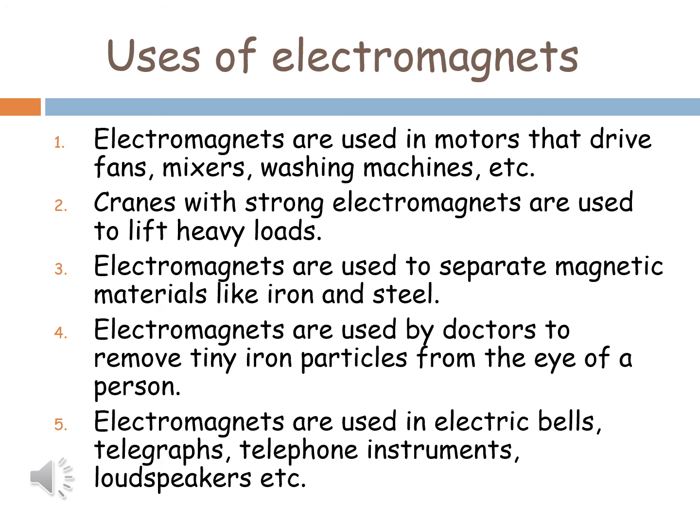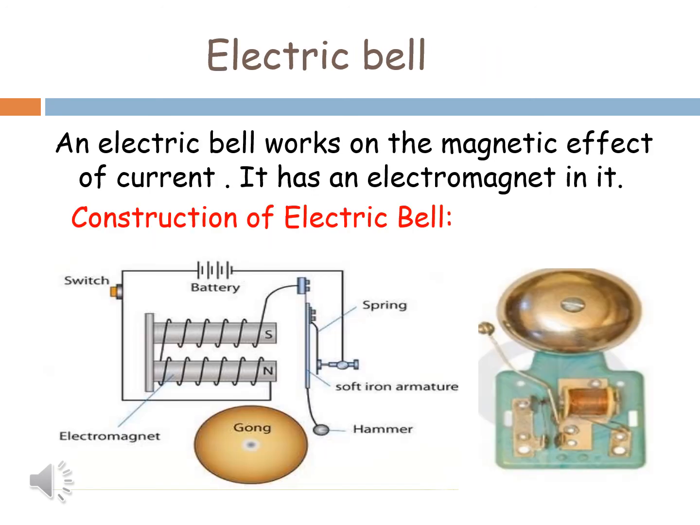Electromagnets are used by doctors to remove tiny iron particles from the eyes of a person. And electromagnets are also used in electric bells, telegraphs, telephones, instruments, and loudspeakers. Now next is the electric bell. An electric bell works on the magnetic effect of current. As we have already discussed, an electromagnet is used in an electric bell, so it has an electromagnet in it.